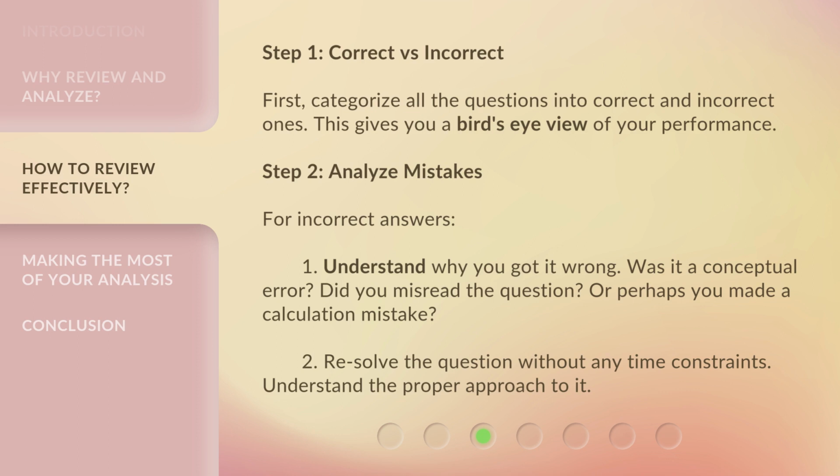Step 2. Analyze mistakes. For incorrect answers, 1. Understand why you got it wrong. Was it a conceptual error? Did you misread the question? Or perhaps you made a calculation mistake? 2. Resolve the question without any time constraints. Understand the proper approach to it.